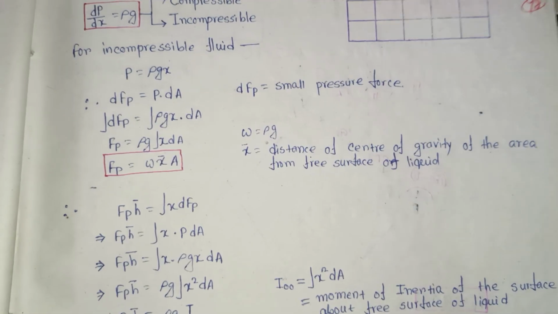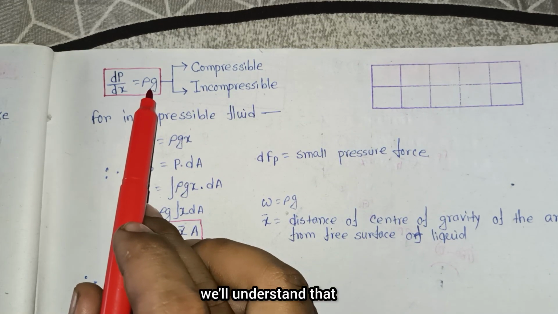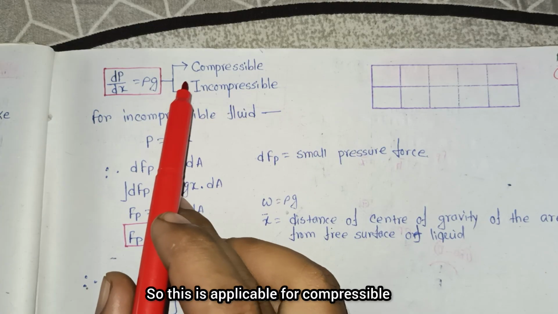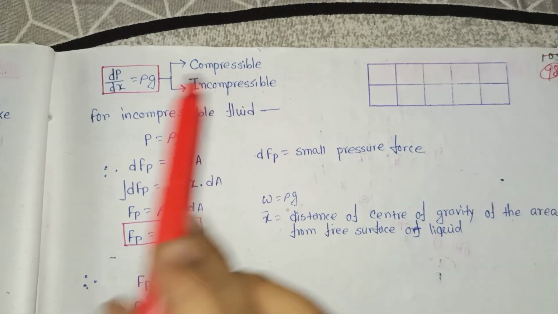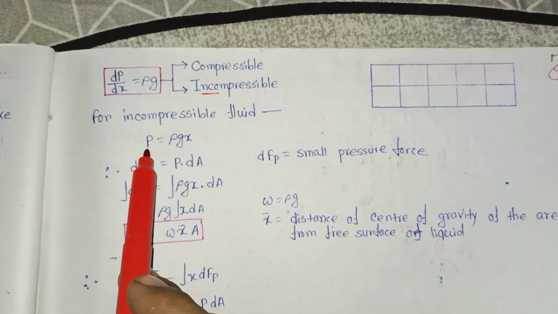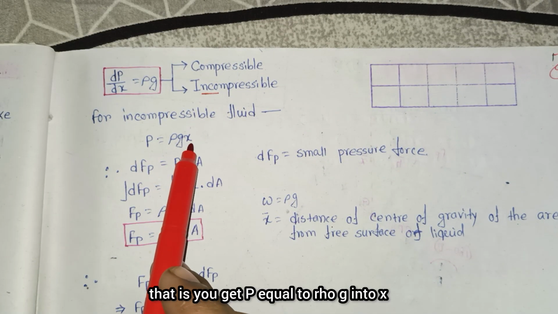Now we know that dP by dx is equal to rho into g. In the previous chapter we understood that dP by dx equals rho g. This is applicable for compressible or incompressible fluid. Consider it an incompressible fluid, which means rho is constant. So if you integrate this equation, you get P equal to rho g into x.